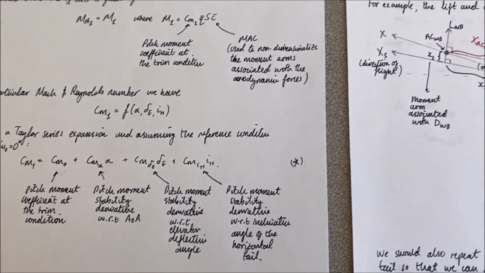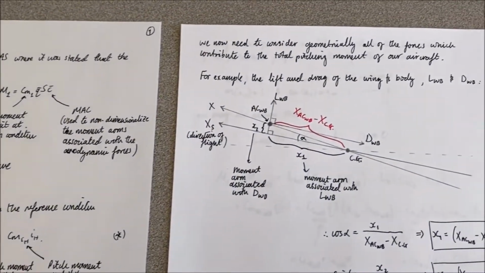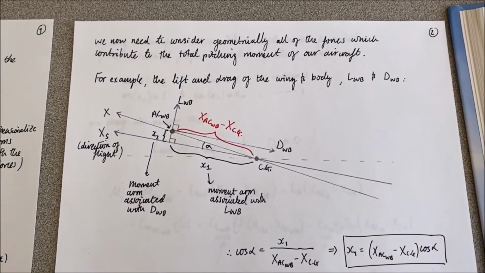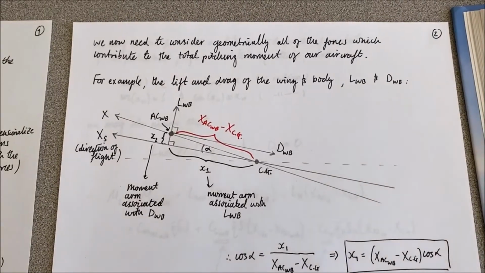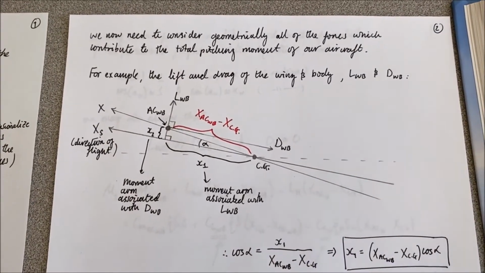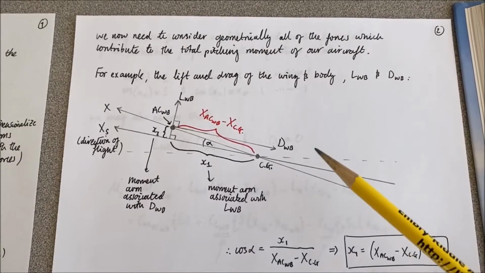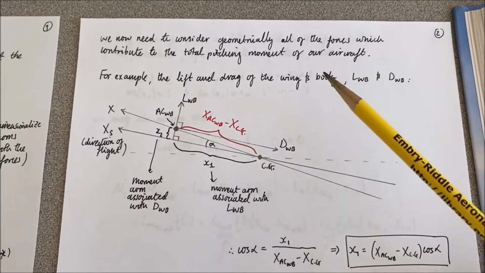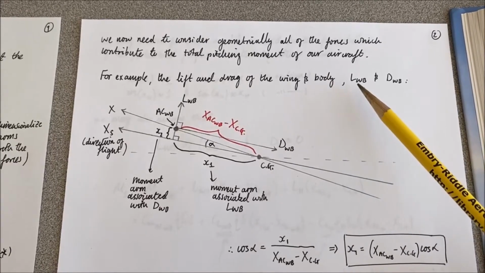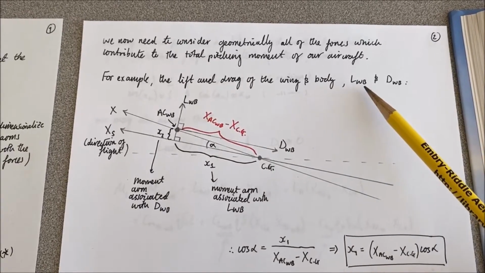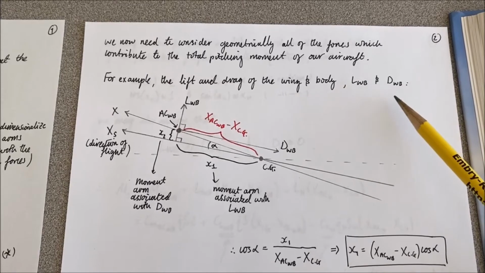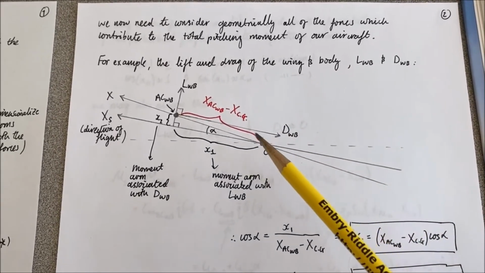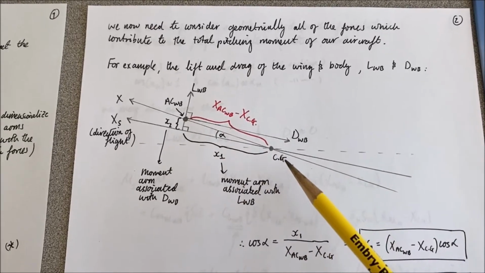So now we just need to think about, geometrically speaking, which forces contribute to the overall pitching moment of the aircraft. So for example here, I've tried to depict the lift and drag forces of the wing and body combined, L subscript wing body and drag subscript wing body, to try to depict where those forces act in relation to the center of gravity position.